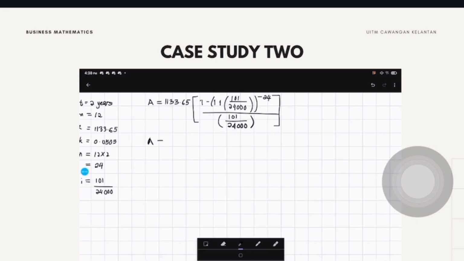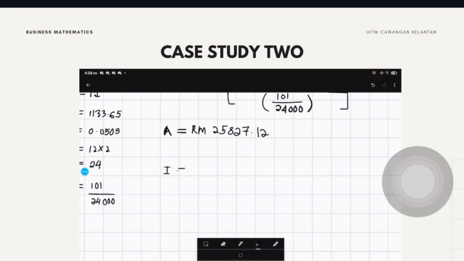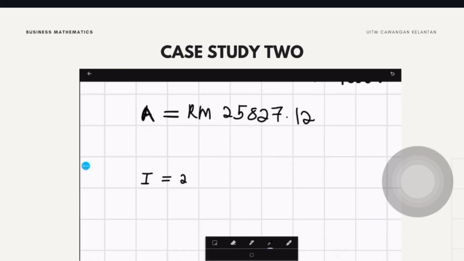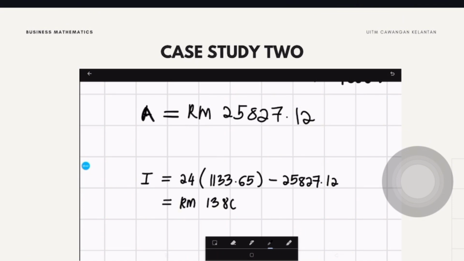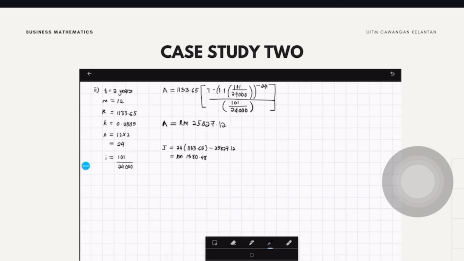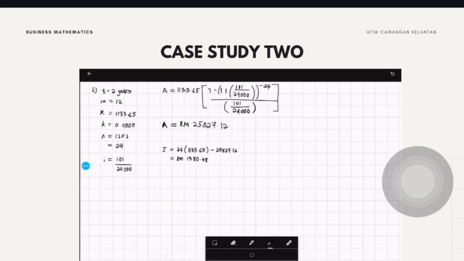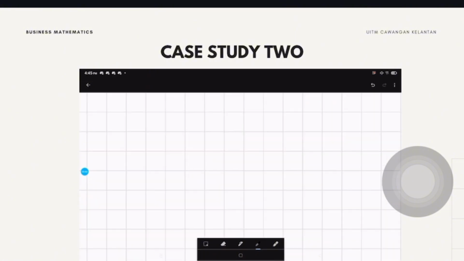And A equals 25827.12. For the interest, 24 multiplied by 1133.65 minus 25827.12, and the final answer is Rm 1380.48. The last question is question 3.